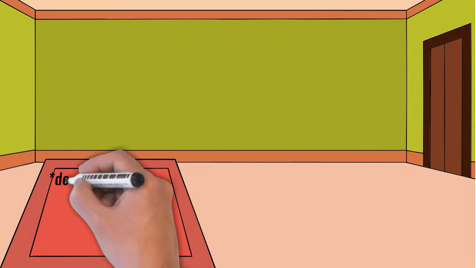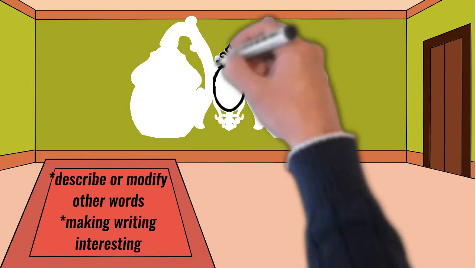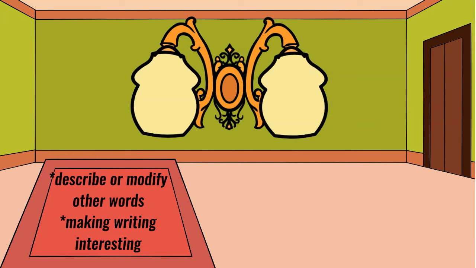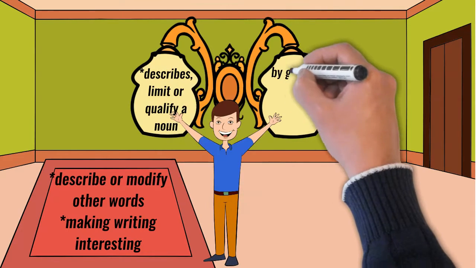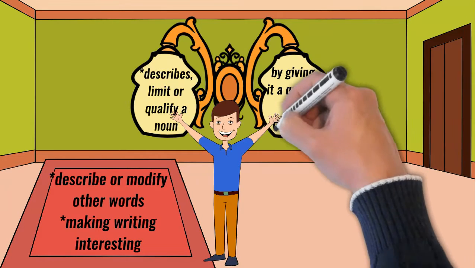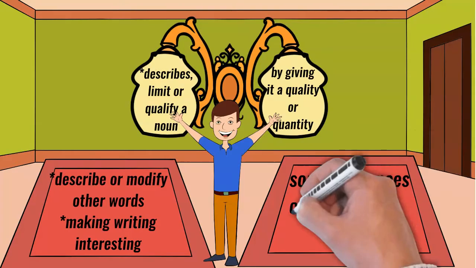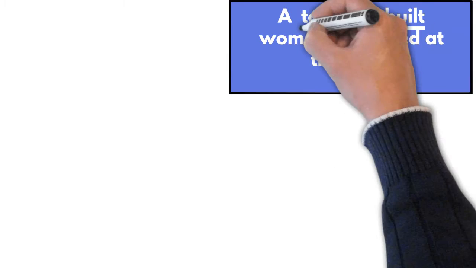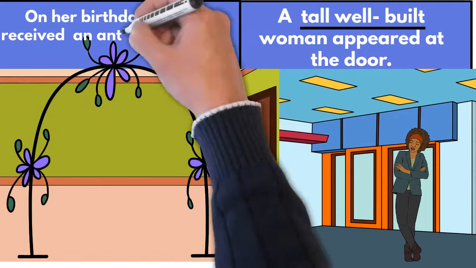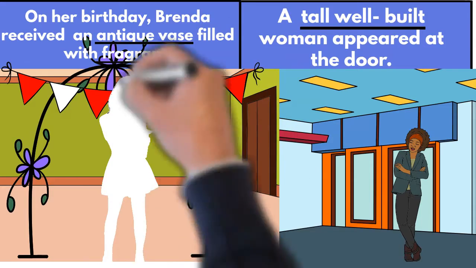Adjectives are words that describe or modify other words, making your writing and speaking much more specific and a whole lot more interesting. It describes, limits or qualifies a noun by giving it a quality or quantity. Some sentences contain multiple adjectives. They are the most used parts of speech in sentences. For example, a tall, well-built woman appeared at the door. On her birthday, Brenda received an antique vase filled with fragrant.